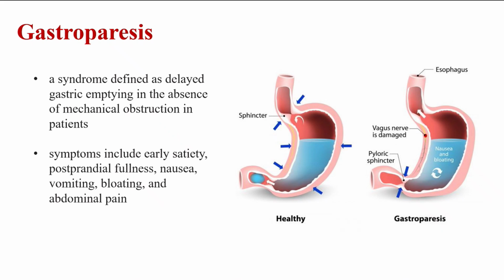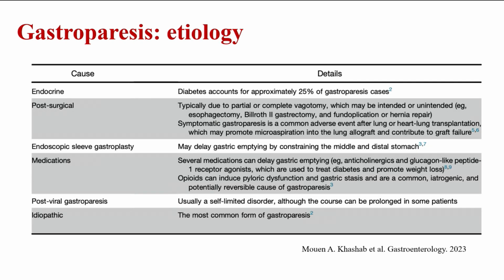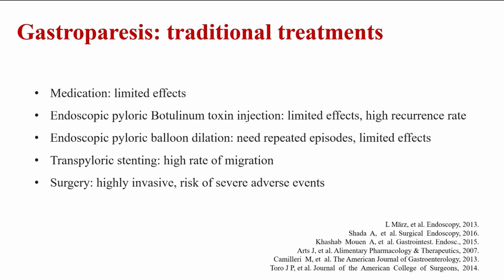How about G-POEM for gastroparesis? Gastroparesis is a clinical syndrome defined as delayed gastric emptying in the absence of mechanical obstruction. The symptoms include early satiety, postprandial fullness, nausea, vomiting, and so on. The etiology of gastroparesis includes endocrine, post-surgical, endoscopic, and medications, and so on. The traditional treatment of gastroparesis includes medication, endoscopy, Botox injection, balloon dilation, and surgery.